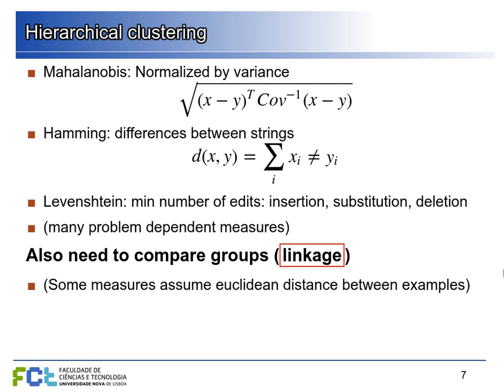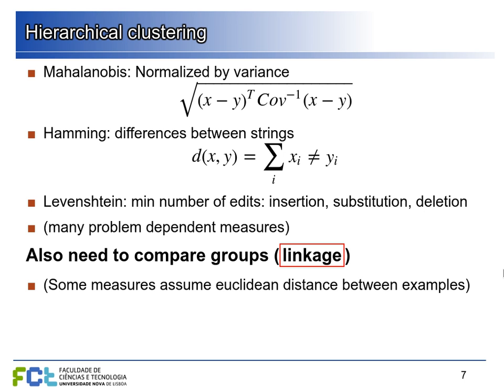This means that in any direction where dispersion of your data is larger, distance counts less. And in those directions where your data is less dispersed, distance counts for more. So basically you are scaling your distance measure according to the dispersion of your data, the shape of your data.